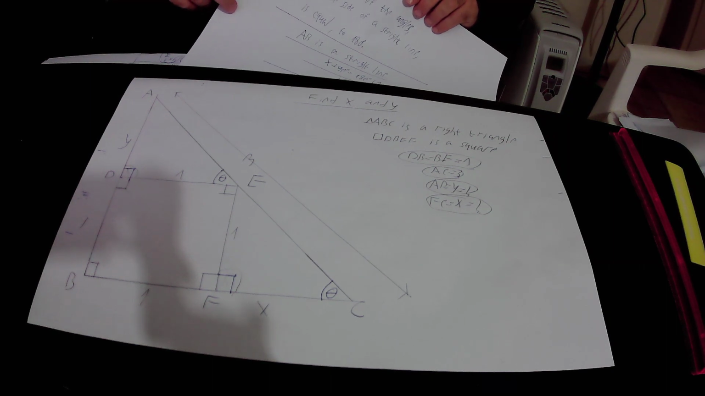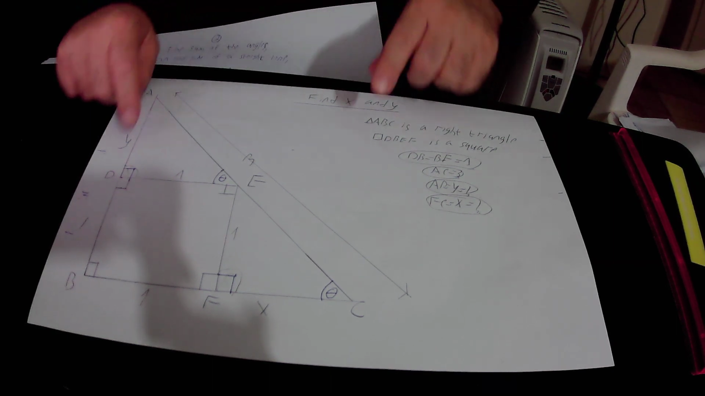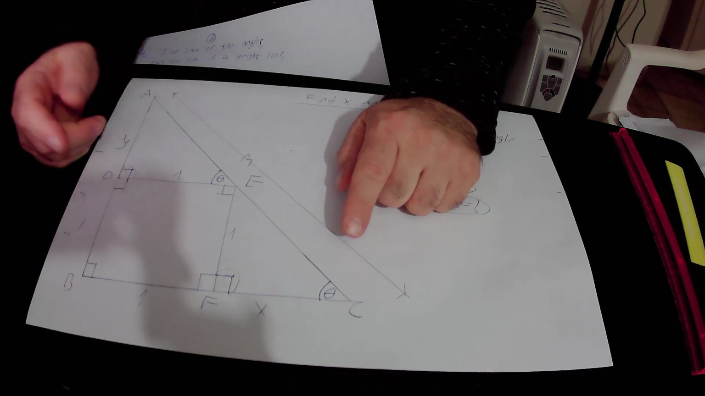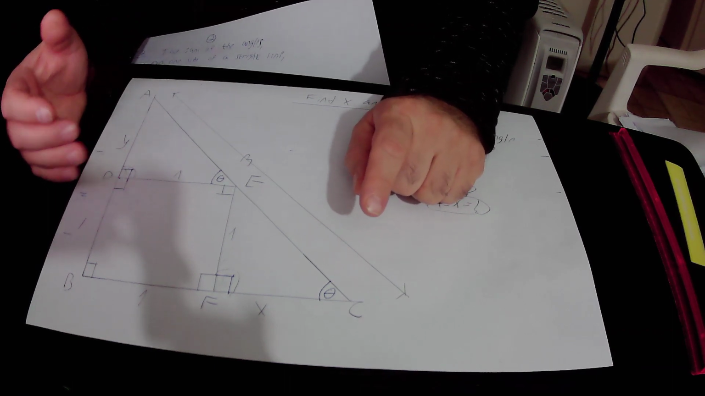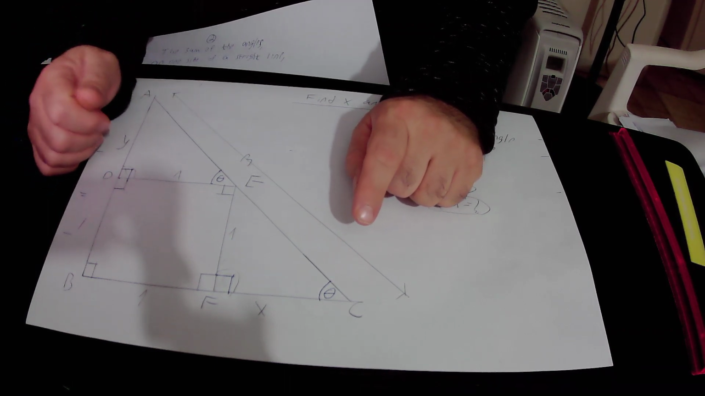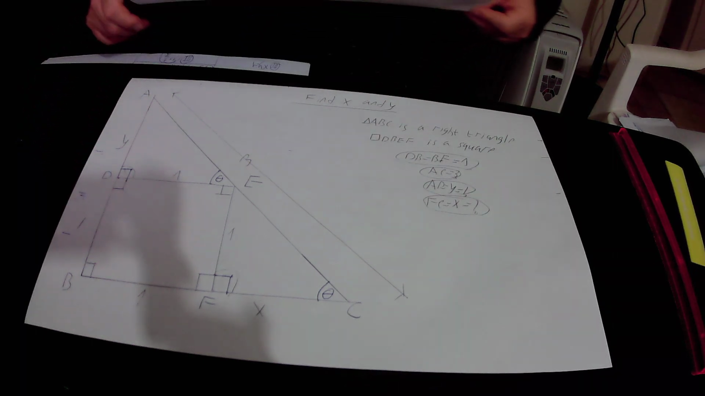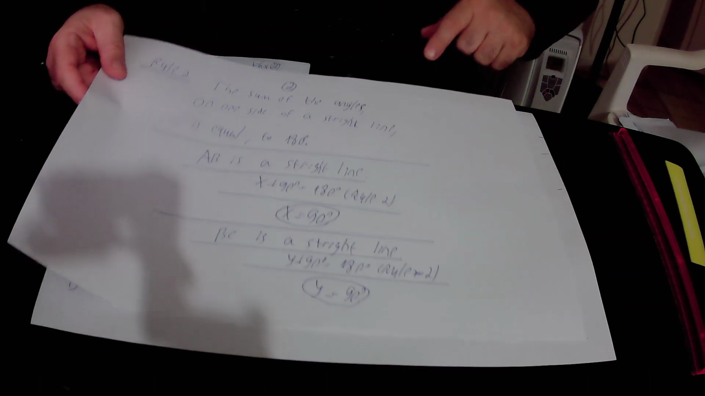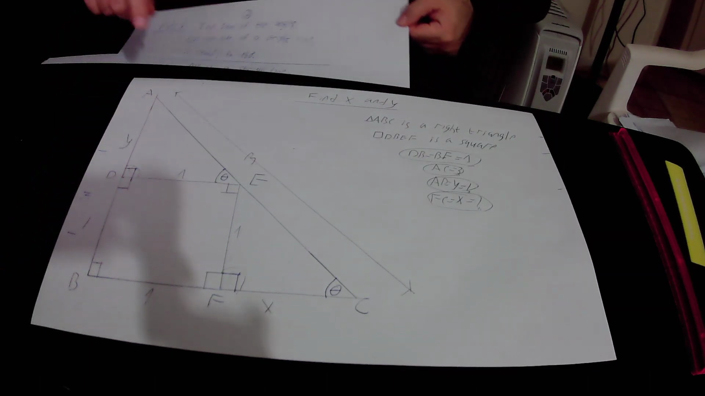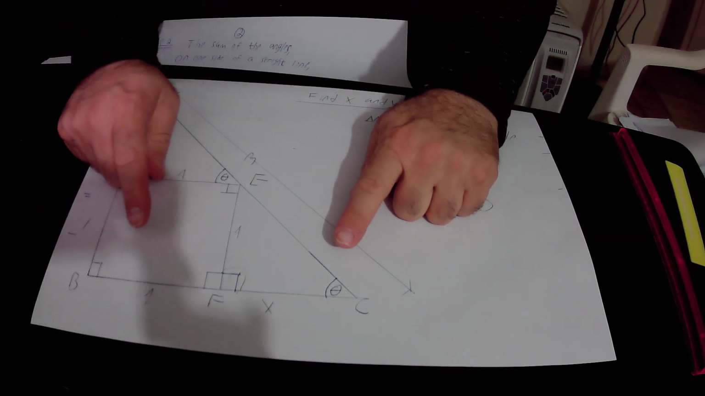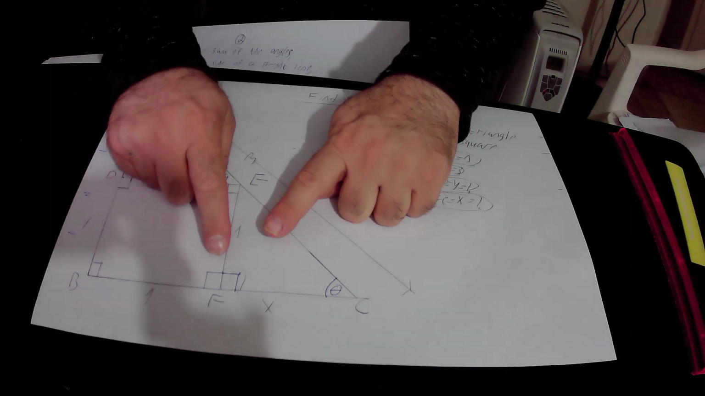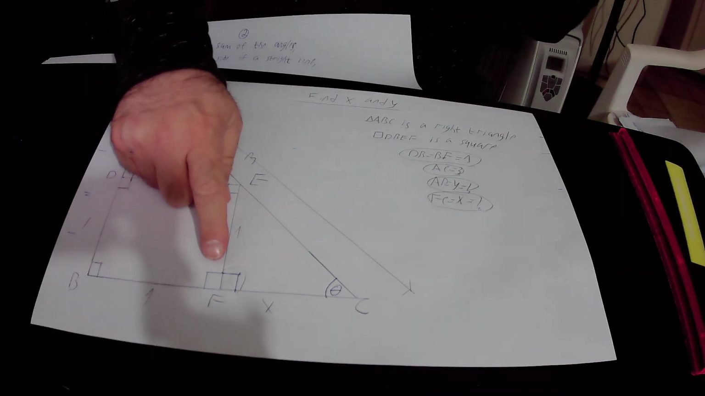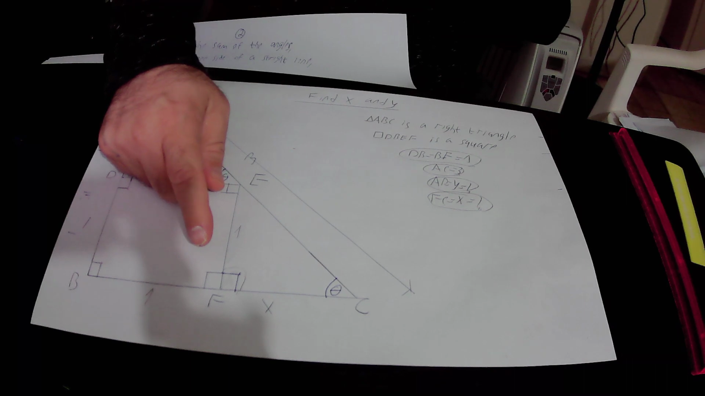And likewise, BC is one side of the right triangle, triangle ABC, therefore it is absolutely a straight line. BC is a straight line, and if we focus on the upper side of the straight line BC at point F, the sum of the angles must be equal to 180 degrees according to rule number 2.